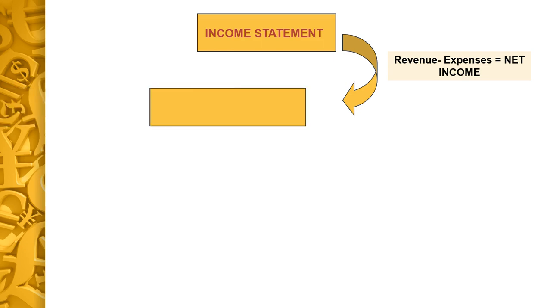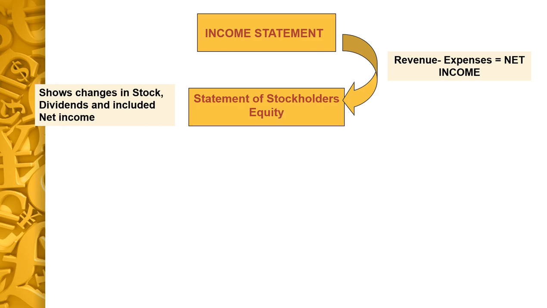Now, we start by preparing the income statement. This includes all revenue and expense accounts. Those are the only accounts that are included on the income statement. Please remember that. This information then flows into the statement of stockholders' equity. This is going to show changes in stock, dividends, and includes net income. So now what we've done is we've rolled the information from the income statement into the statement of stockholders' equity.